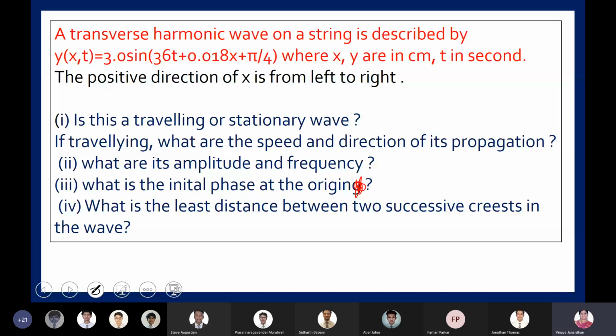Is this a traveling wave or a stationary wave? Here your equation is y is equal to 3 sine (36t plus 0.018x). So should I write it as omega t plus kx plus phi 0? Phi 0 is the initial phase. The positive direction of x is from left to right because the wave is traveling from left to right.